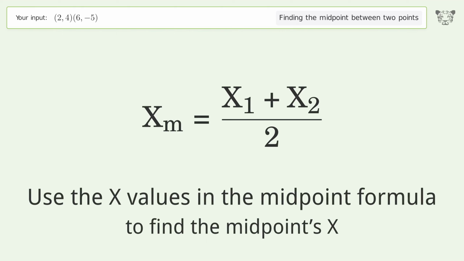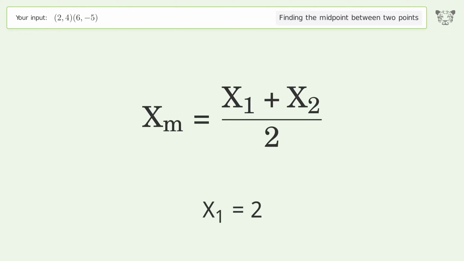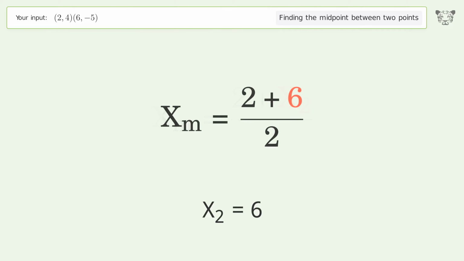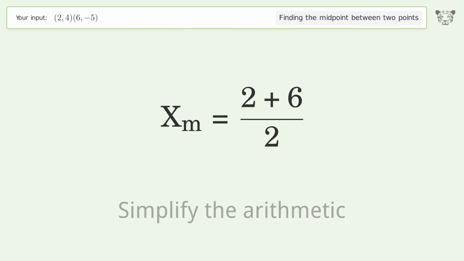Use the x values in the midpoint formula to find the midpoint's x. x1 equals 2. x2 equals 6. Simplify the arithmetic.